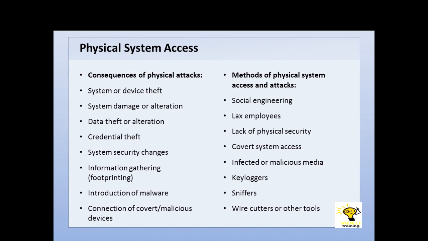And don't forget about physical damage. I mean, wire cutters or other tools. If they're in the hacker's pockets, they could clip wires in the network data center or to a main switch and take out some of the devices that people use. These are just some examples of physical system access and the attacks that a hacker could conduct against an organization.